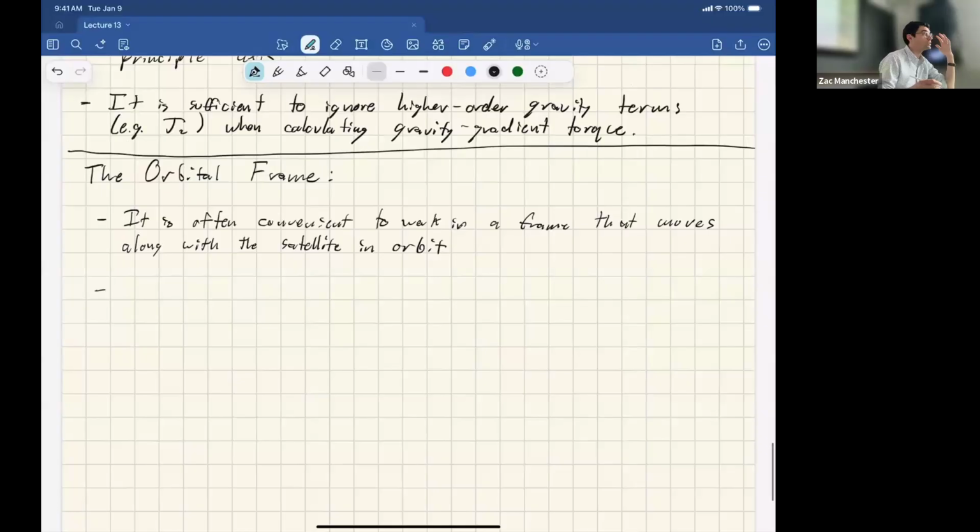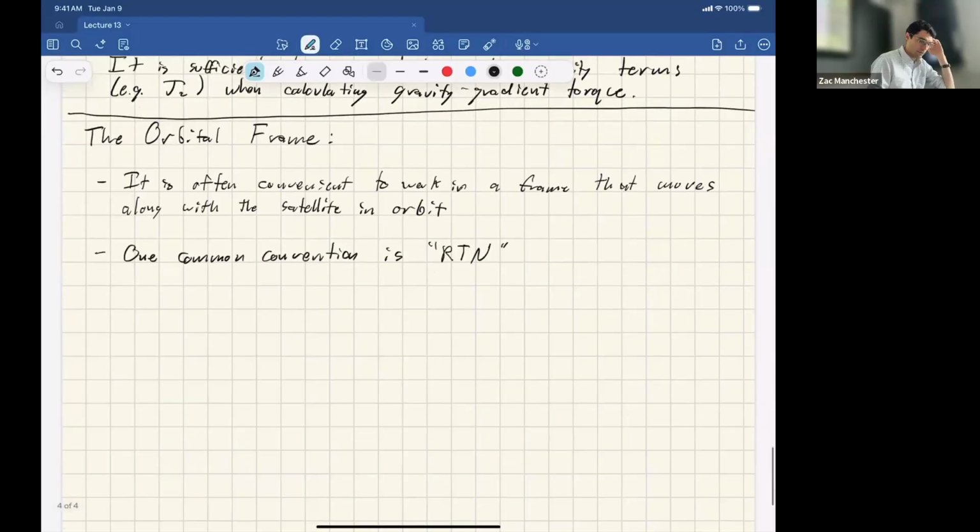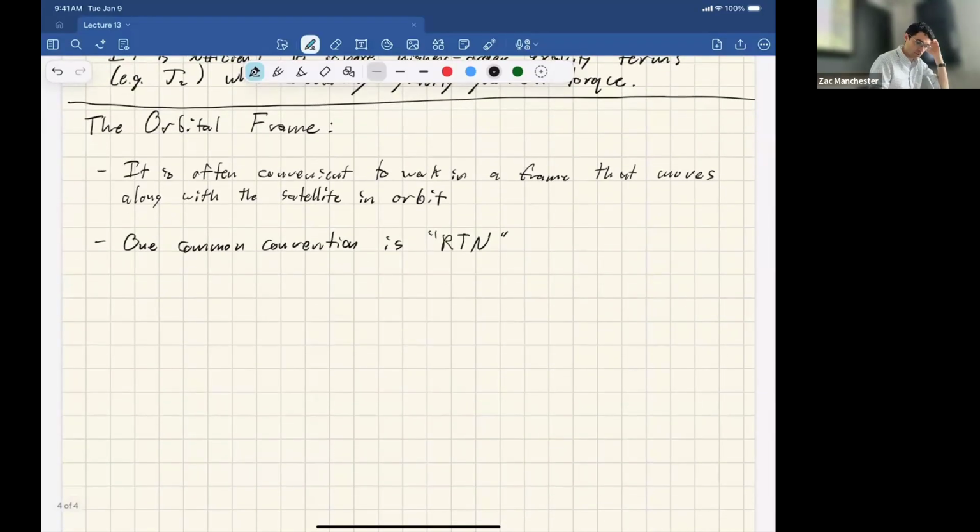And there's a bunch of conventions for these and different definitions of the coordinate frame, but a common one that I think makes sense is called the RTN frame. Let me draw the picture. So let's say we have Earth, we have our orbit over here. For now, we'll just assume a circular orbit to make life easy.